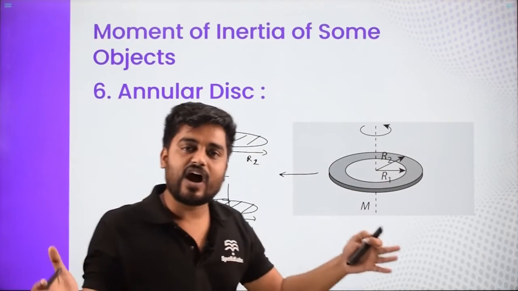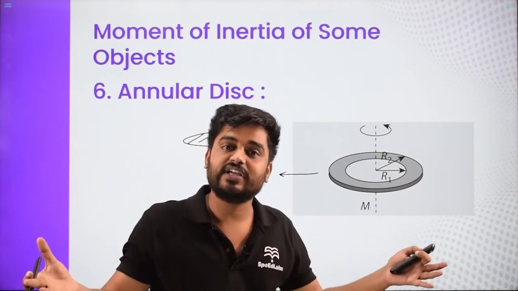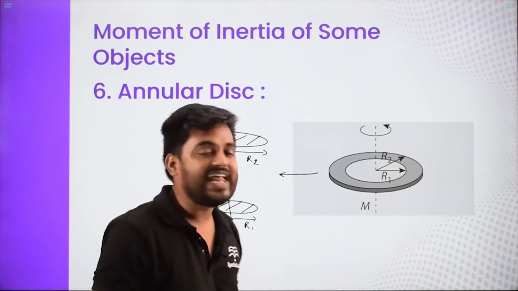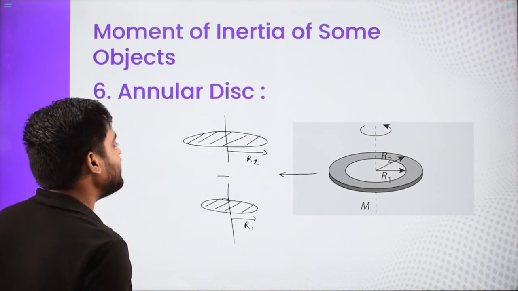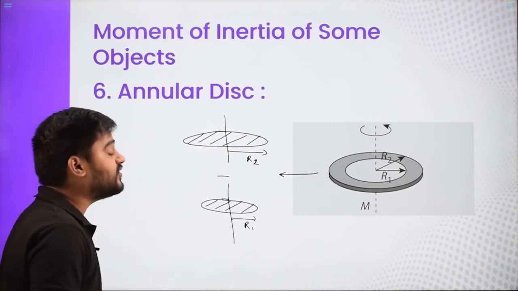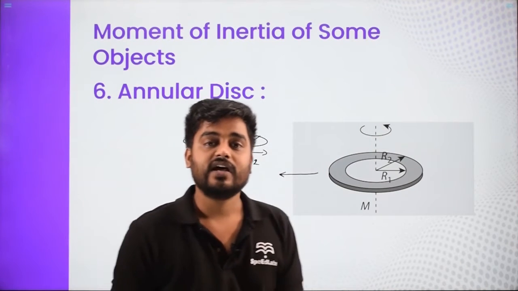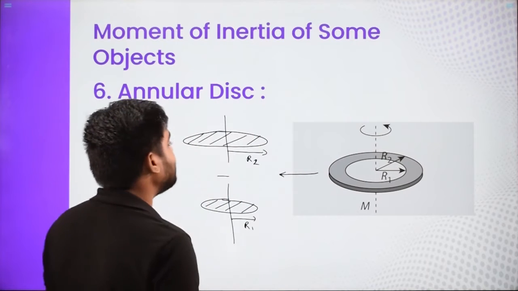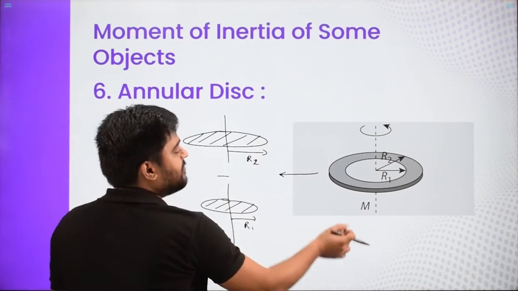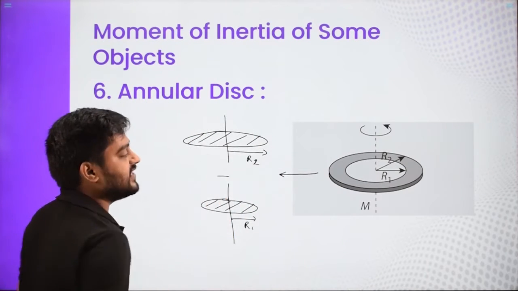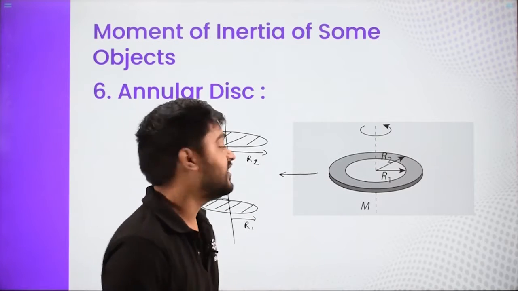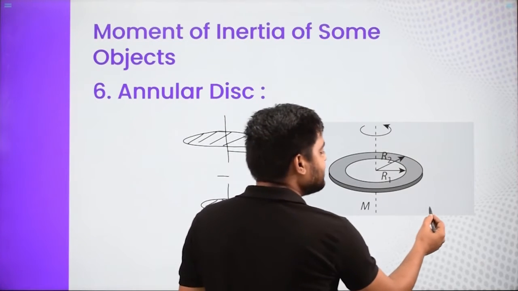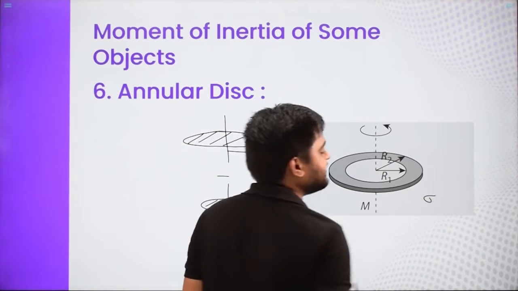So when you subtract the inner one from the entire thing, you will be left with annular disc. To do that, I need a mass, because I know the formula is mr square by 2, but I need the mass of these individual things. So see, capital M is not the mass of this one or this one. Capital M is the mass of this entire thing. So let us say that mass per unit area is sigma.